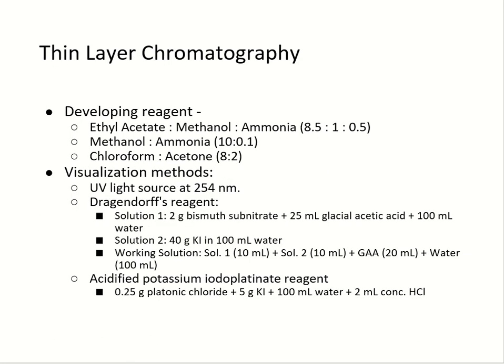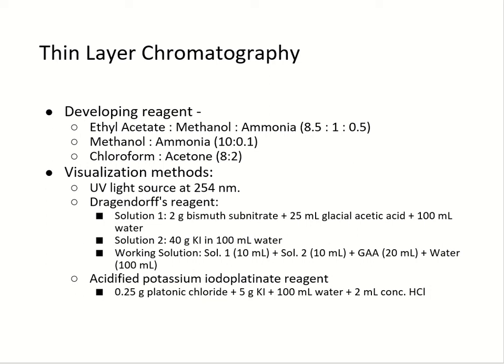For the thin layer chromatography of narcotics, the developing reagent or the solvent system used is ethyl acetate, methanol, ammonia in the ratio 8.5 to 1 to 0.5, or methanol and ammonia in the ratio 10 to 0.1, or chloroform and acetone in the ratio 8 to 2.